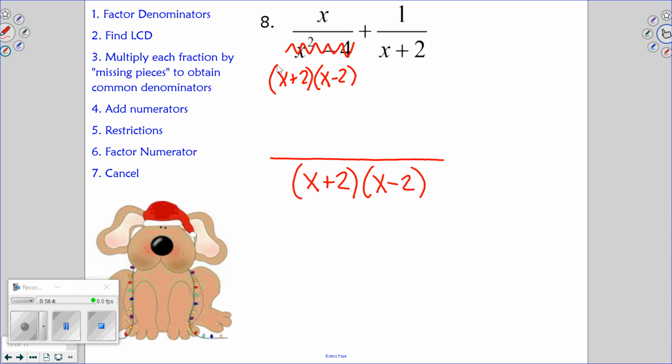Why do I not need 2 x plus 2s, though? There's only one here. There's only one here. I only need one then. The most it showed up in any fraction was once. I only need it once. Okay?